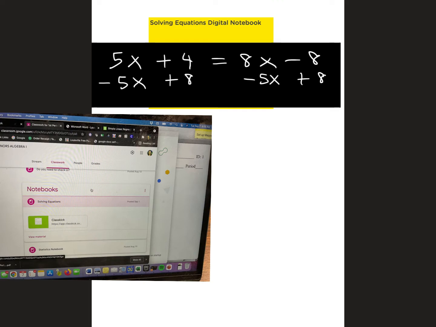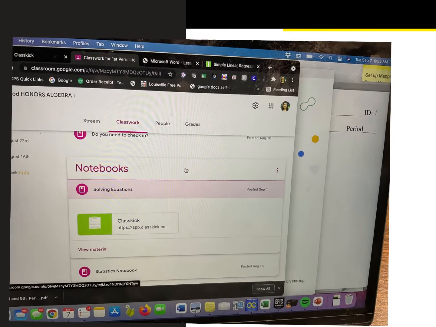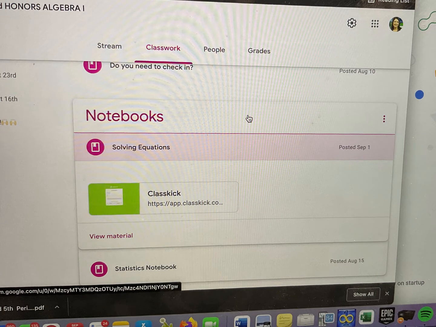Okay, we are going to the classwork, but not yet. We're going to start in your notebook. Grab one off the top, right there under notebooks. We are going to the solving equations notebook.